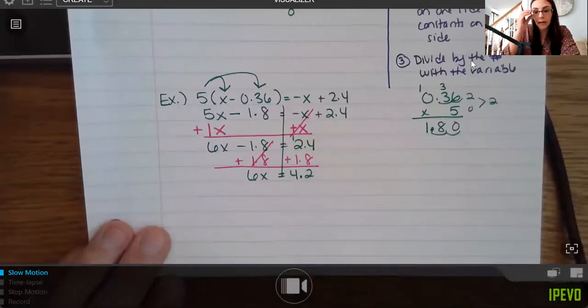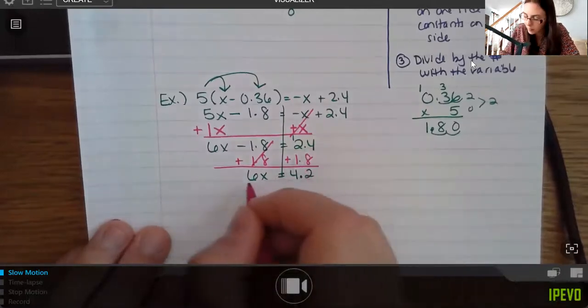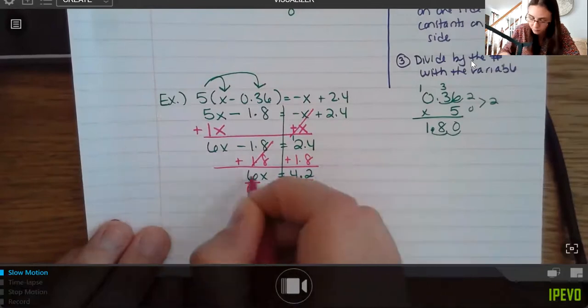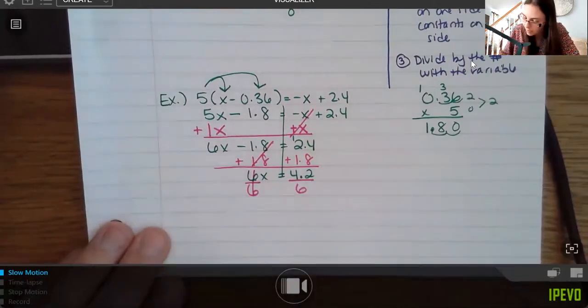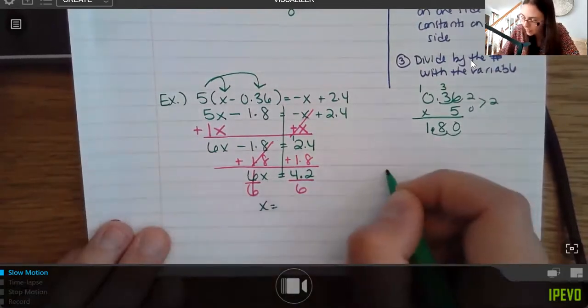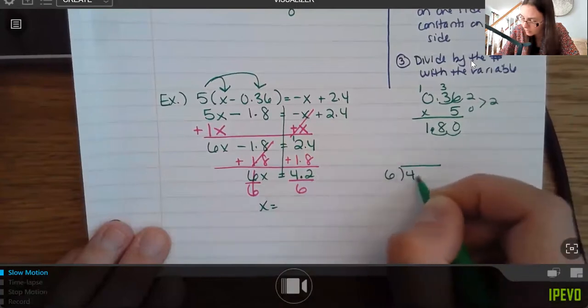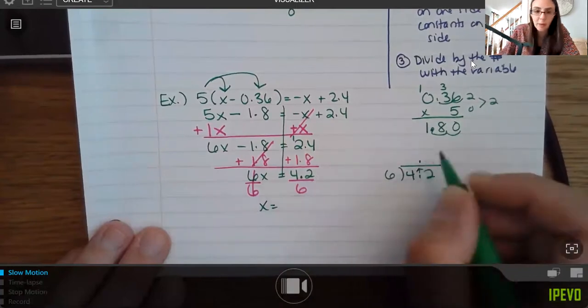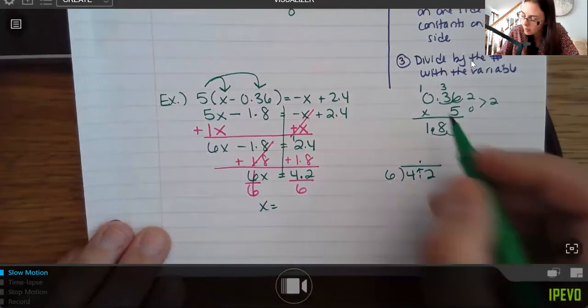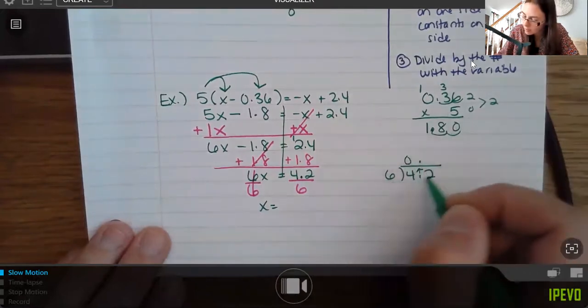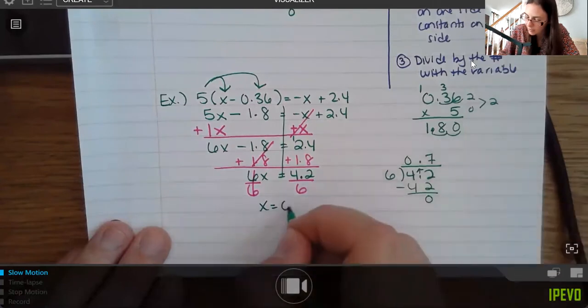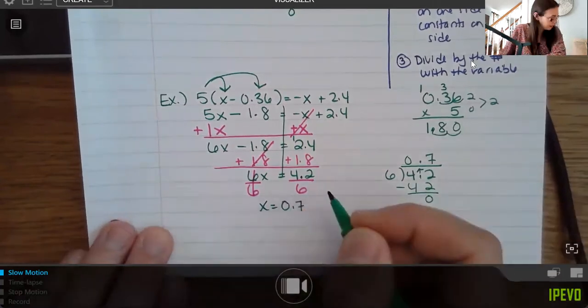Now everything is combined, so my last step is to divide. So I'm going to divide both sides by 6 here. And again, you may have to go ahead and do that long division. If you're pretty good with your multiplication tables, you may notice the answer is 0.7 right away. But if not, that's okay. Take your time. And you will see that the answer is 7/10 in this case.